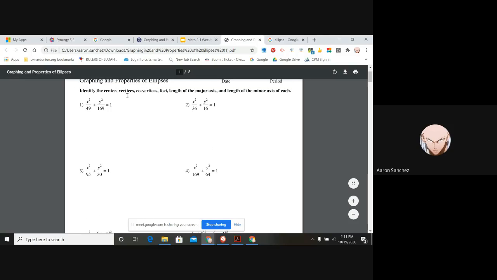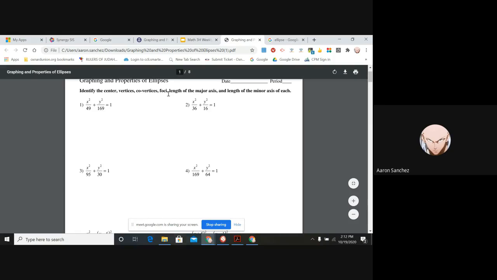Identify the center, the vertices, the co-vertices, the foci, the length of the major axis, and the length of the minor axis. The problem is this is very difficult to do without drawing it. If you can answer this without drawing it, more power to you. I am just going to draw it so that I can figure these out, because that's the way my brain works. Okay, number 1. X squared divided by 49 plus y squared divided by 169 equals 1.